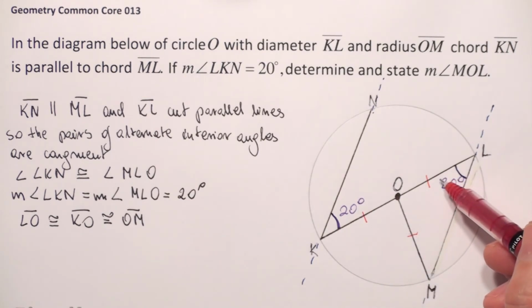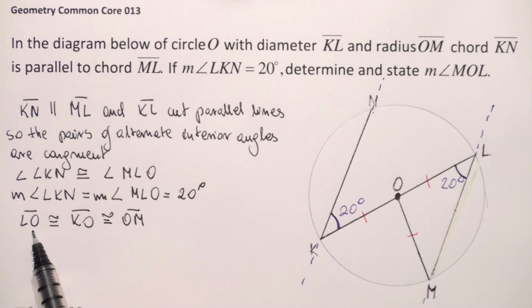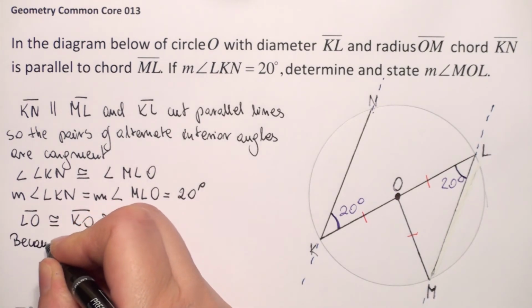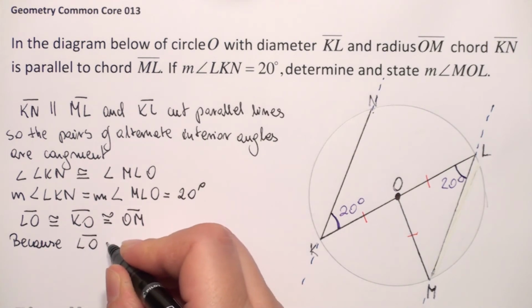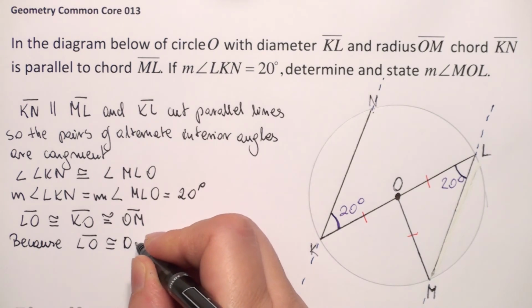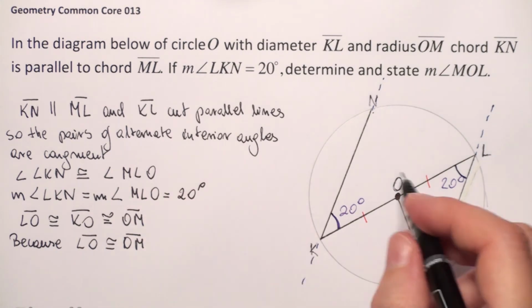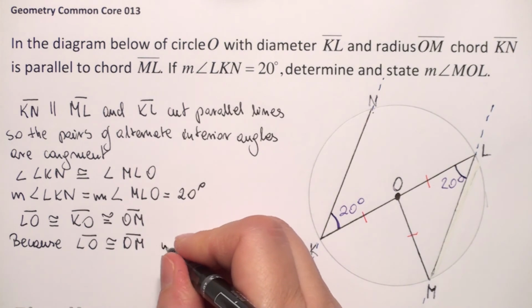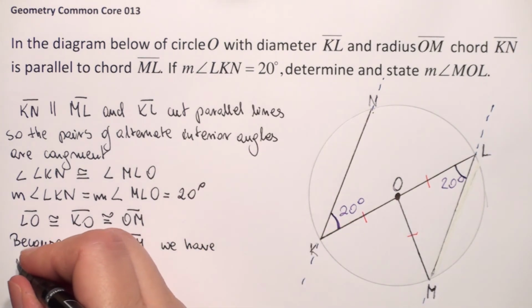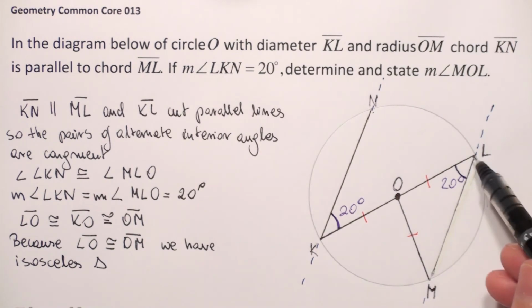So because these two segments are congruent, we have here an isosceles triangle. Because segment LO and OM are congruent, segment LO is congruent to OM or MO, it doesn't matter, the same segment. So we have here, like I said, an isosceles triangle, and this triangle is MLO.